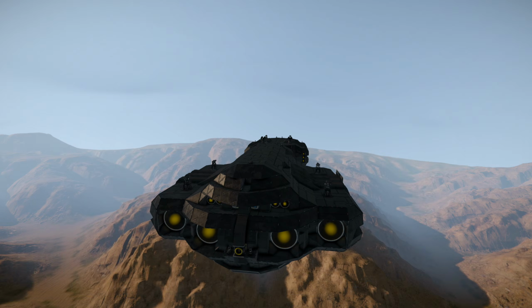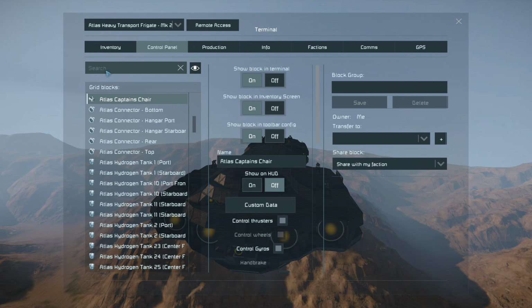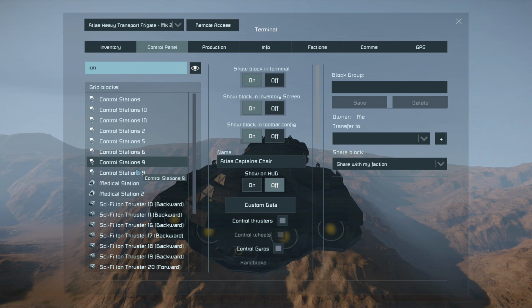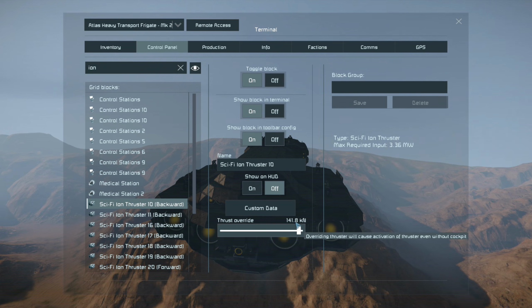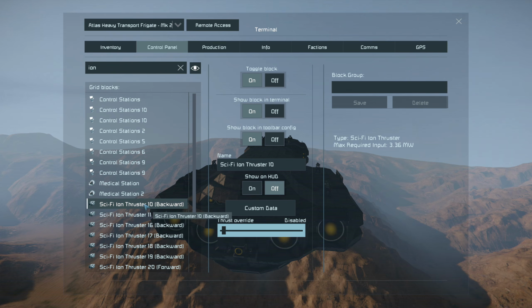So if I go back into the control panel, we find our ion thruster again, and remember it was 69.1 kilonewtons, and then we turn that on. You can see that that value has pretty much doubled. In fact, yeah, it has doubled. So the higher you get in the atmosphere, the more effective ion thrusters become, and the less effective atmospheric thrusters become.